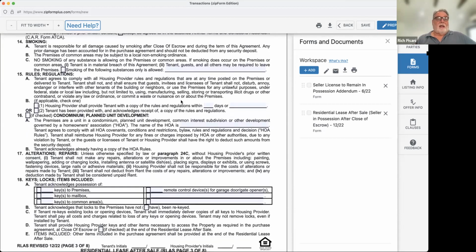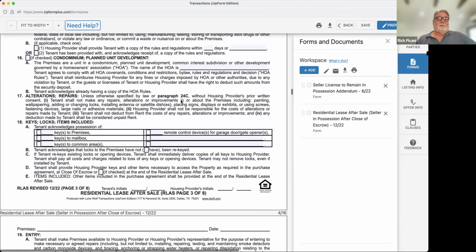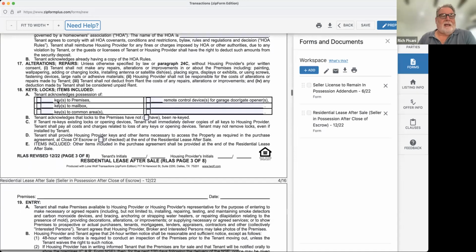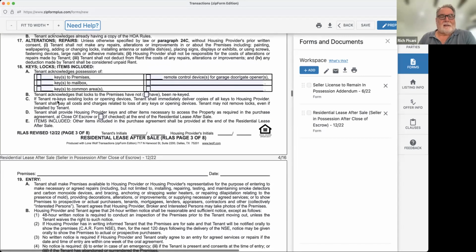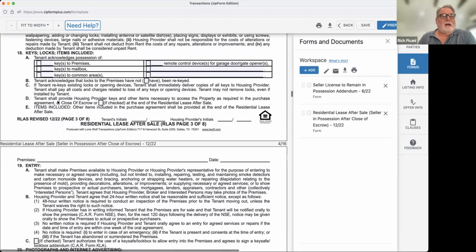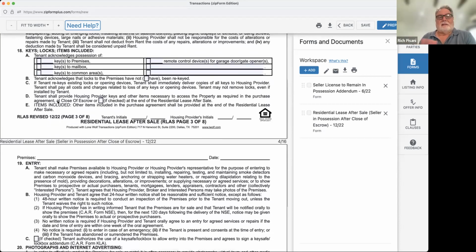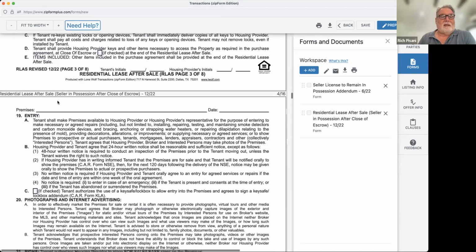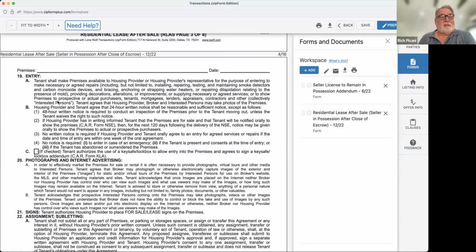It talks about rules and regulations, especially if it's a condominium. Repairs: it tells the tenants not to make any repairs on their own. What keys they have, mailbox, common areas, all of this, and they all acknowledge that they have these. It talks about entry once again.